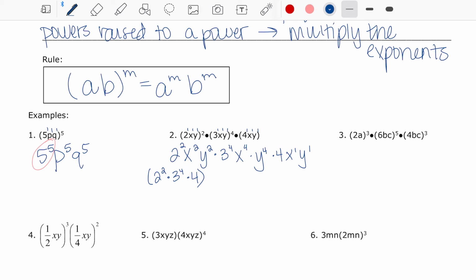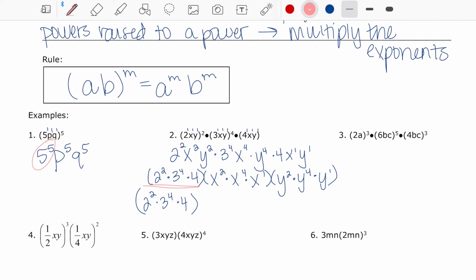Then I'm going to group my like bases. So I have x squared, x to the 4th, and x to the 1st. And then y squared, y to the 4th, and y to the 1st. Again, for sake of time, normally you would plug this into the calculator to see what actual number it was, but I'm not going to do that. So we'll leave it as 2 squared times 3 to the 4th times 4.